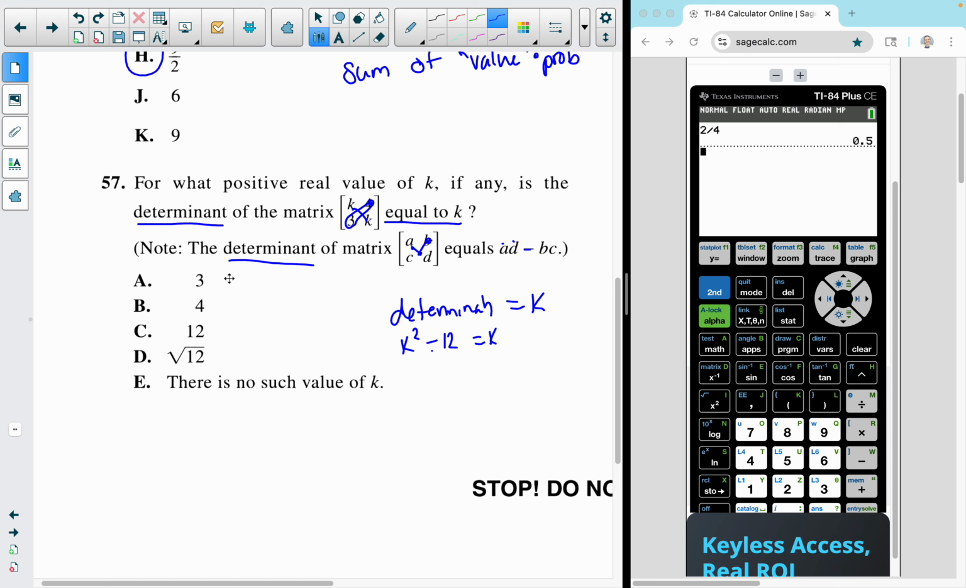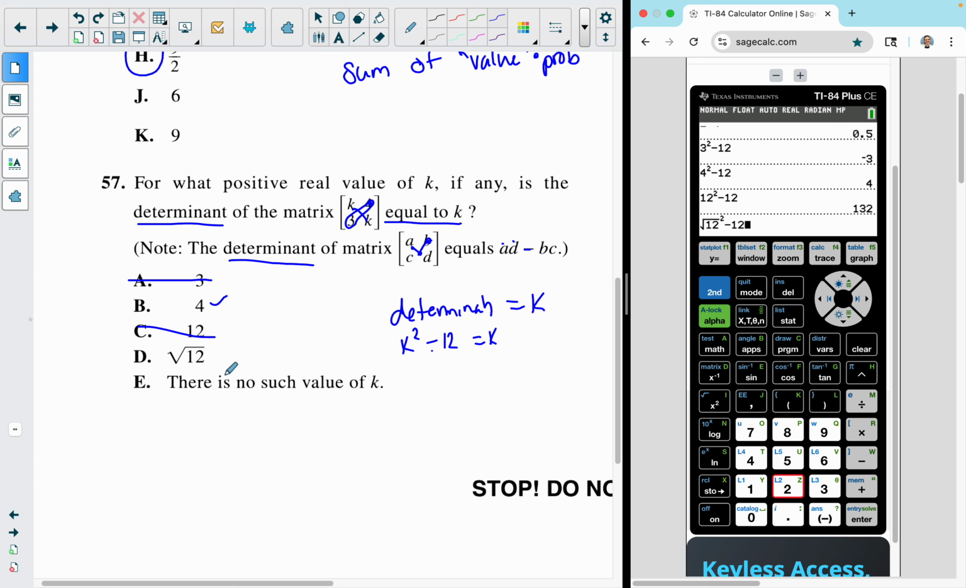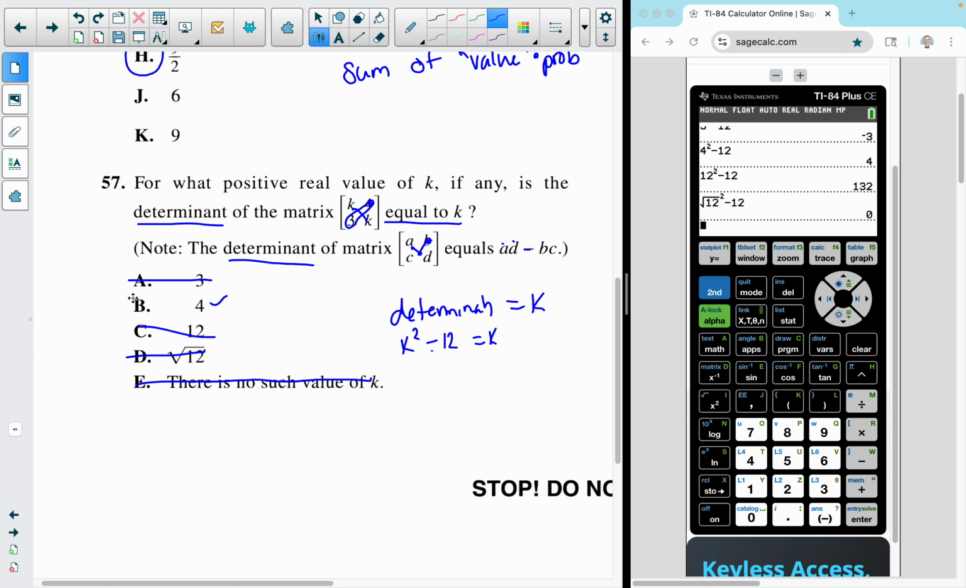If we use the answer choice of 3, so we would have 3 squared minus 12 should equal to 3. It does not, so A is wrong. Okay, next, 4 squared minus 12 should equal to 4, and it does. Just double checking, 12 squared minus 12 should equal to 12. It does not. Then we have the square root of 12 squared minus 12 should equal to the square root of 12. It does not. So D is gone. Now, because we had B, we know E is wrong because B does work. So the answer is B.